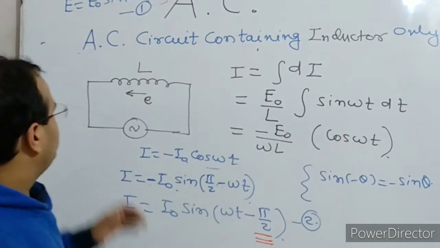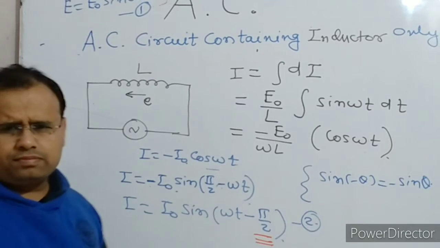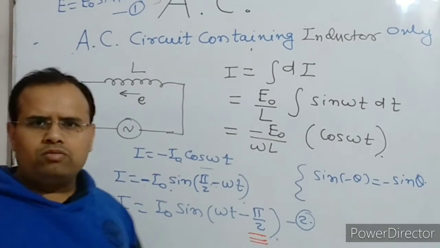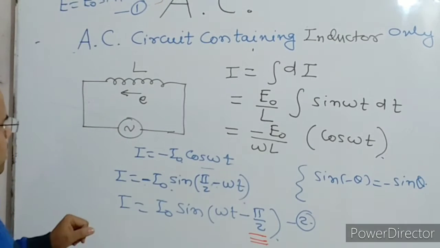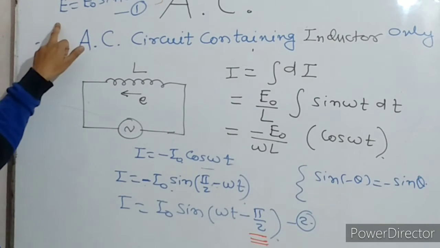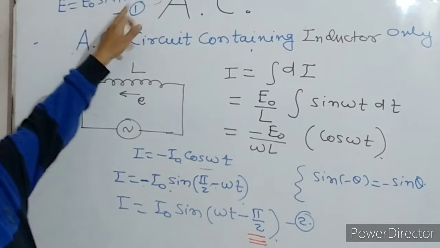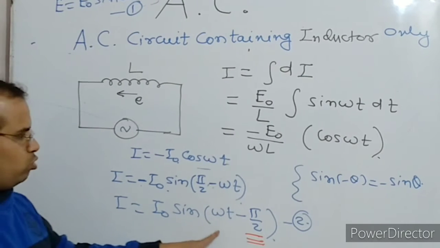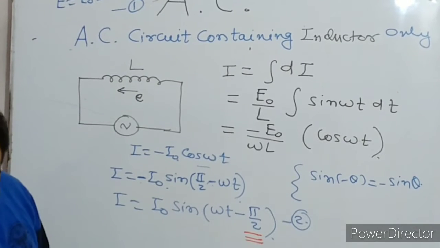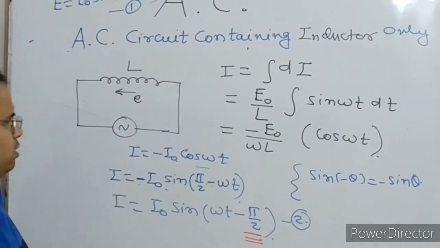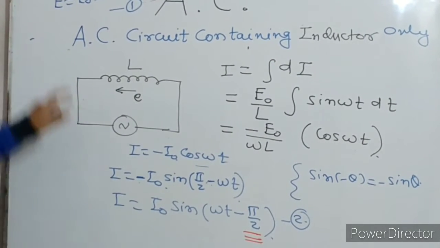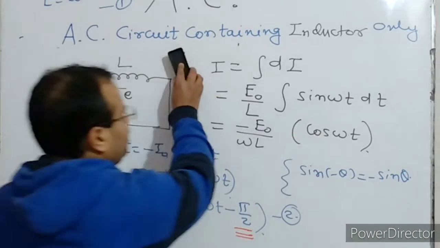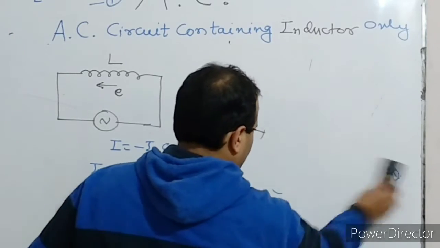Friends, up till now we discussed how the inductor would behave in an alternating circuit. We studied that if the EMF is given by E equals E naught sin omega t, then the current is given by I equals I naught sin(omega t minus pi by 2). What does it mean? It means that the current is lagging behind the EMF by angle pi by 2. Let us try to understand what it means.